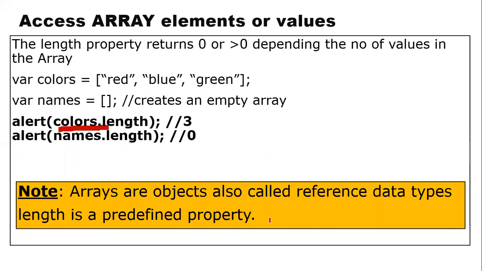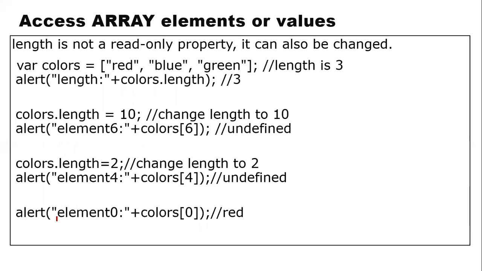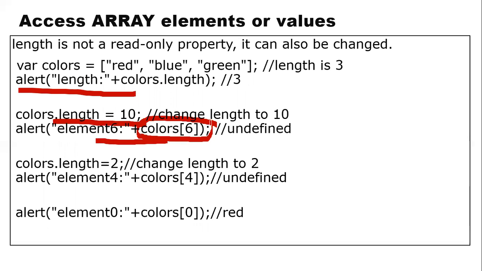Now, remember, arrays are also called reference data types. Why are they called reference? They have some properties, like the length property, and we have the methods and everything for us. Okay, some of the examples I've taken, where I'm going to tell what is the length of my array. Here I'm changing the length of my array to 10, and then I'm trying to access the element at the 7th position, that is the index position 6. If I do that, it's going to return undefined.